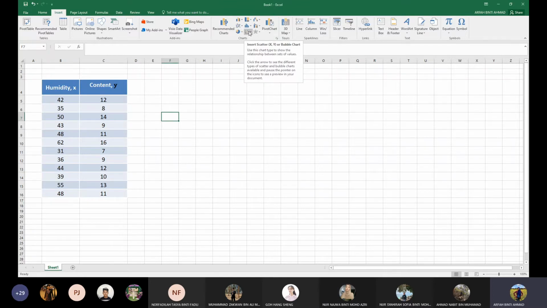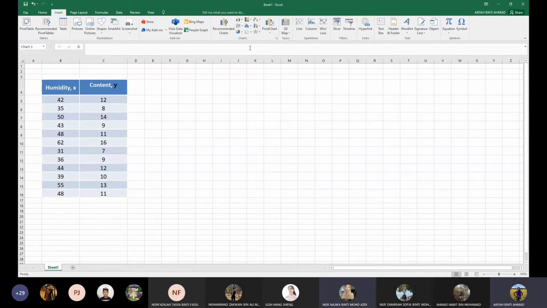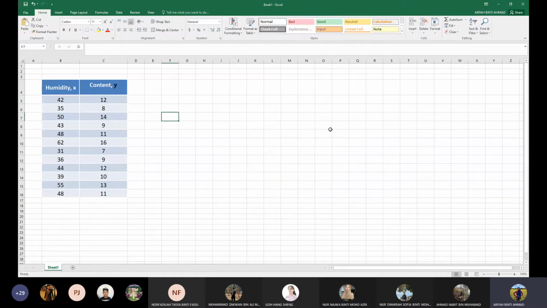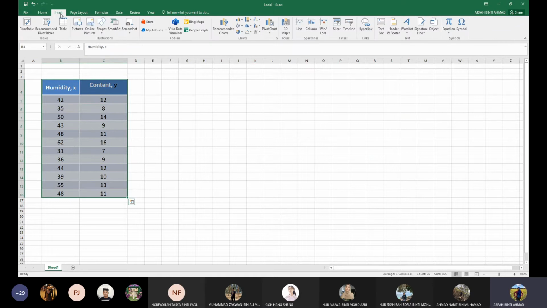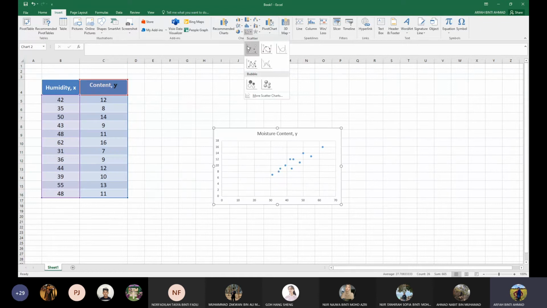Dia akan keluar insert scatter XY or bubble chart. So click this one and ambil yang the first one. Okay. So use this chart to represent the data. So tak ada chartnya sebab saya tak select my data. So awak kena select data awak dulu. Okay. Select this data and then click insert and then goes to this one, bubble chart. So keluar, ambil select the first one, yang ini.